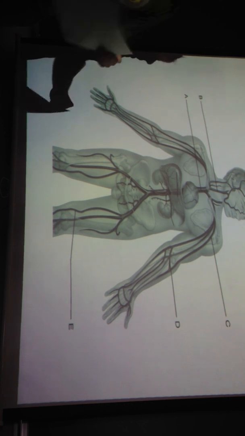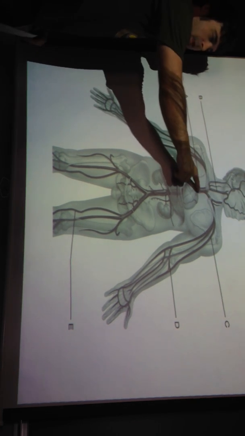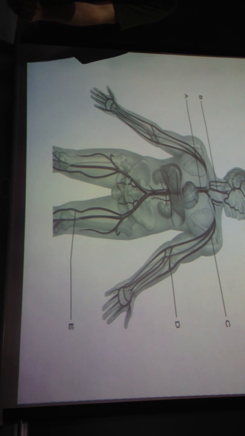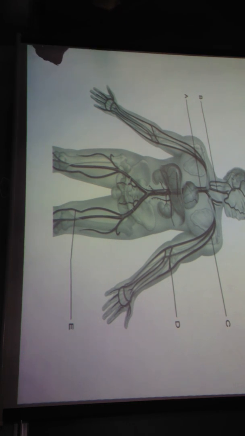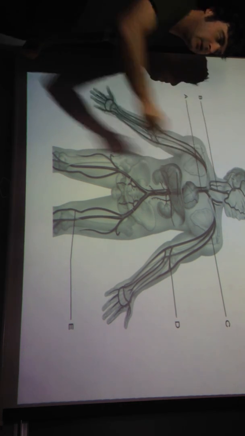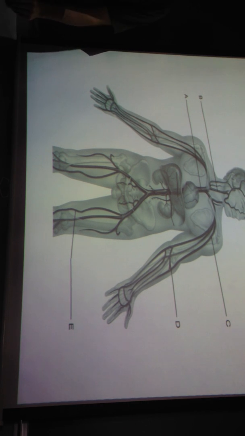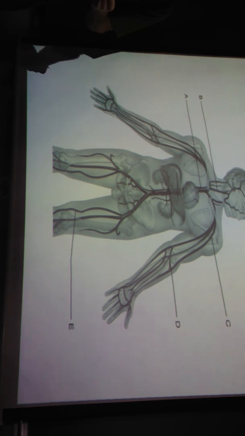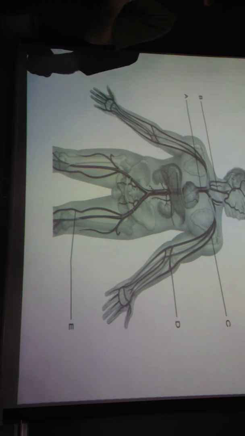So, identify the vessel indicated by pointer A. So the vessel indicated by pointer A is the superior vena cava. The vessel indicated by pointer B is the jugular vein? The jugular. Everyone good? And if you're not, then you know what to study.